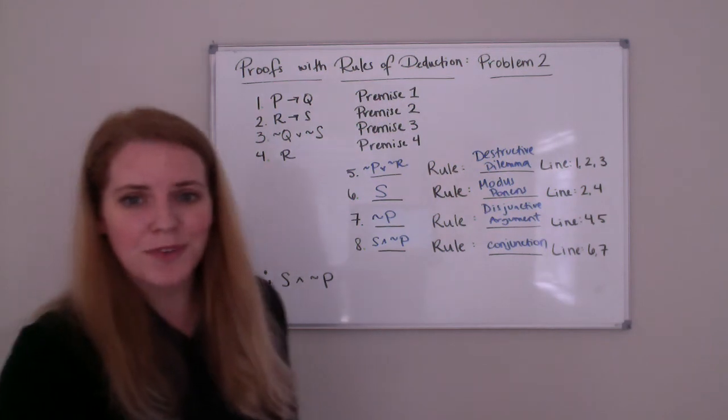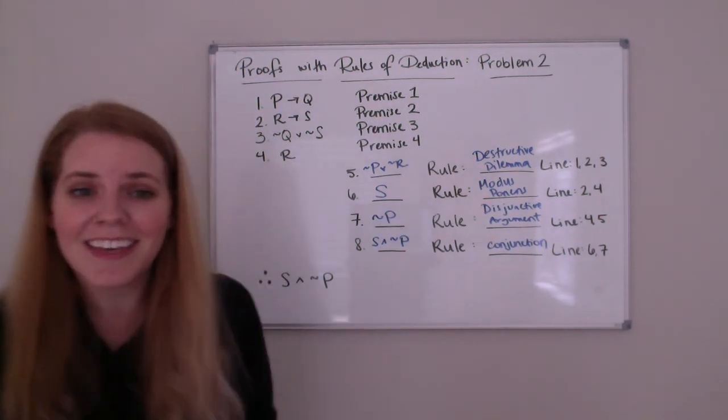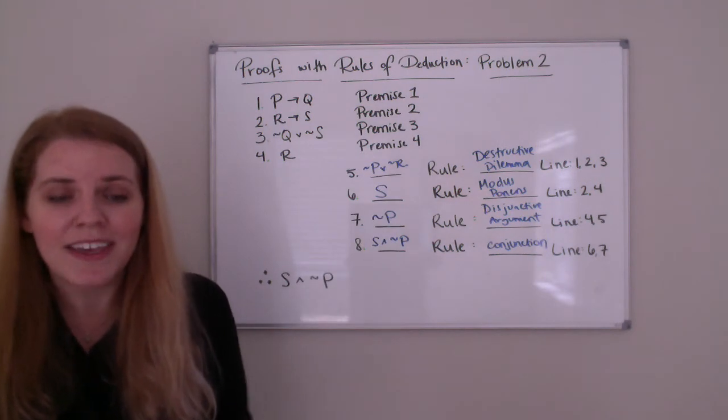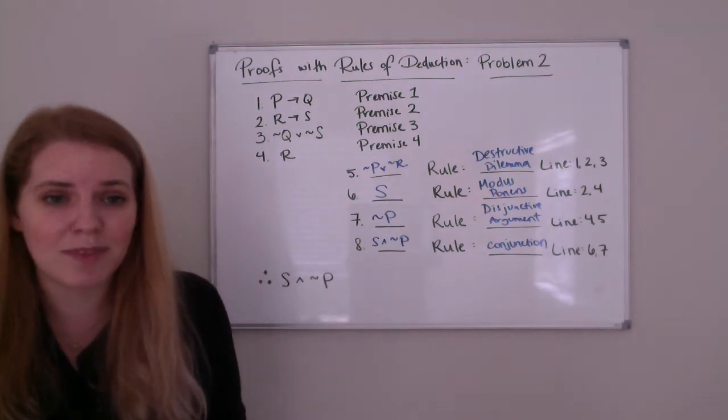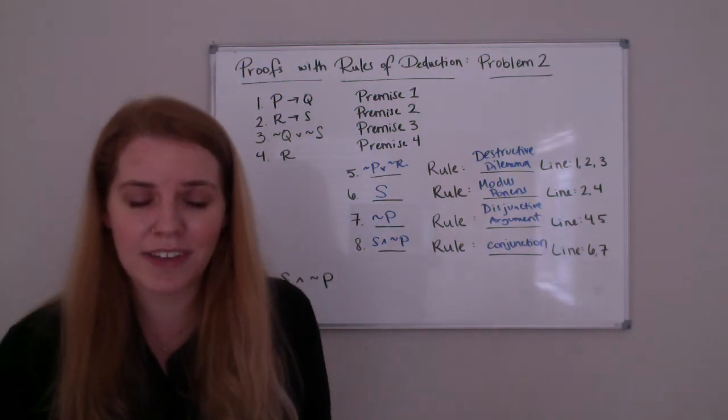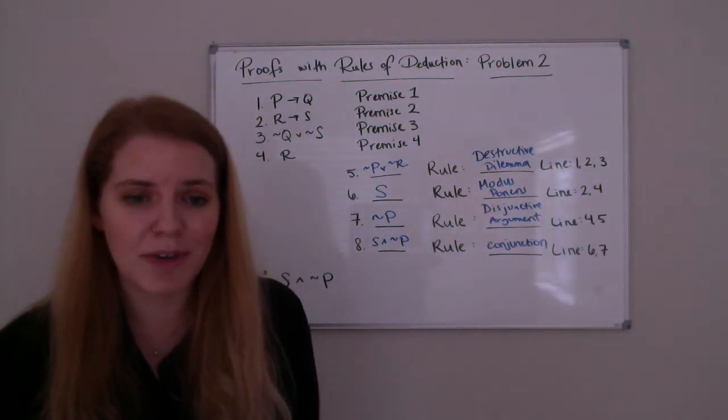We've finished this proof. We've shown that we can reach the conclusion using just the information in the premises and our rules of deduction. So our next and last problem is going to be the most difficult and the most complex one, so be sure that you're following along and rewinding if you have questions about what we're doing in the video.